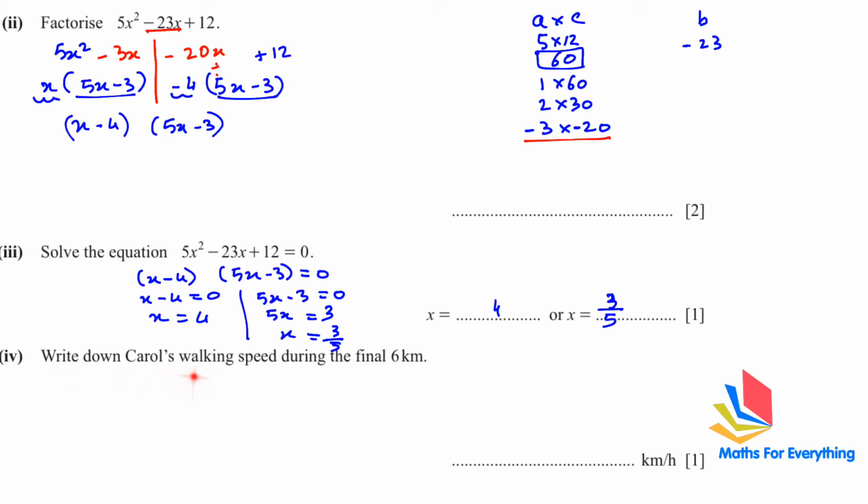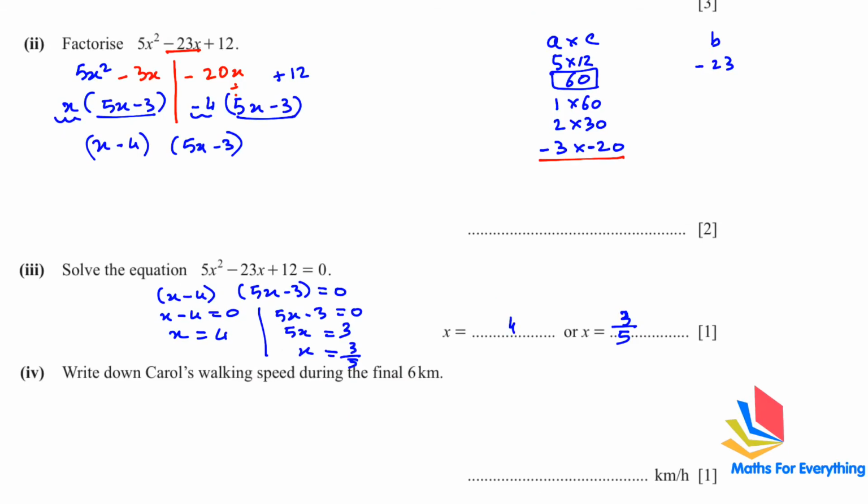Write down Carol's walking speed during the final 6 kilometers. Carol's speed from the question, during the final 6 kilometers, is x minus 1. So you have two x values. Which x should you choose? If you choose 3 over 5, you will get a negative answer. And the speed cannot be negative. That's why we use 4. So in place of x, we'll substitute 4. 4 minus 1 is 3. And that is the speed, 3 kilometers per hour.